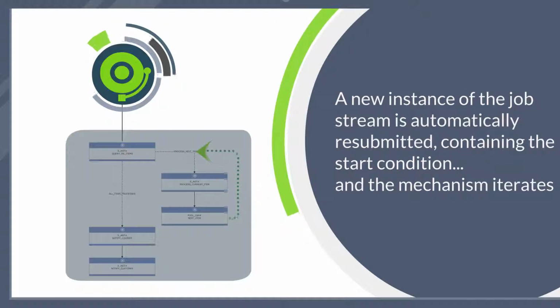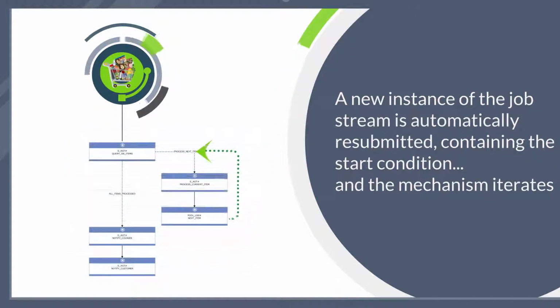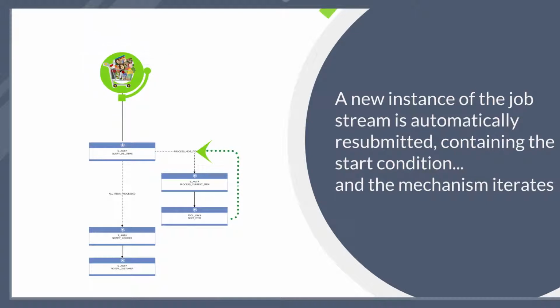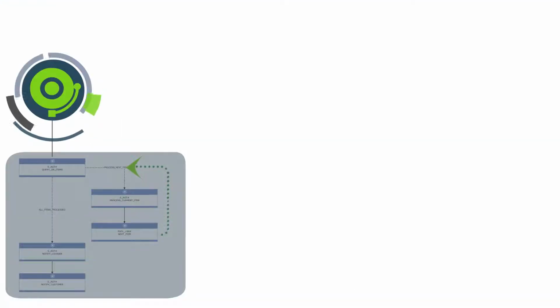A new instance of the job stream is automatically resubmitted, containing the start condition, and the mechanism iterates. The job stream instances run in parallel, processing each order found in the database, and iterating for each item in the order.